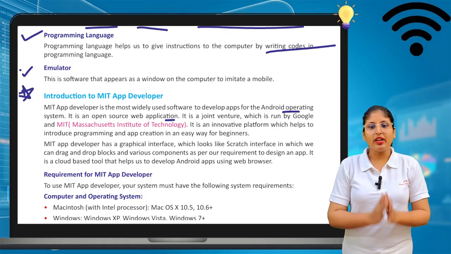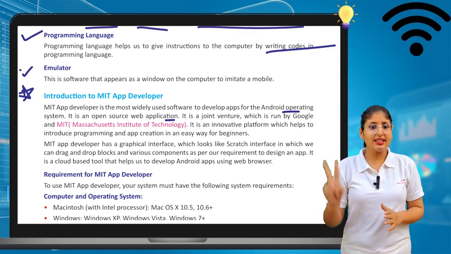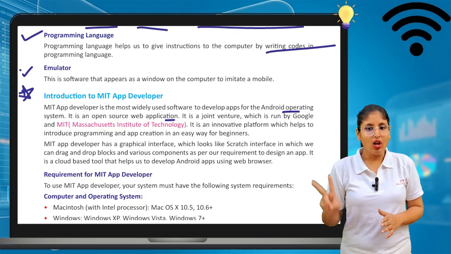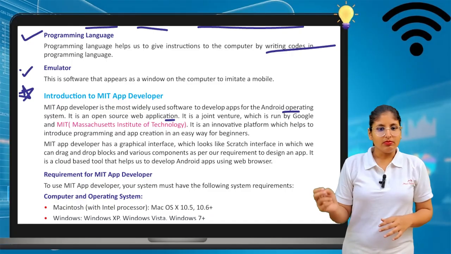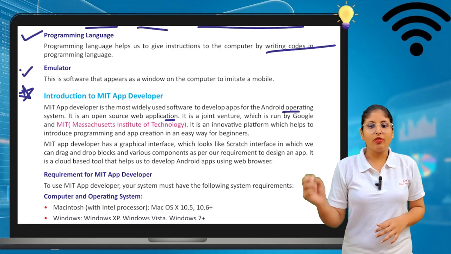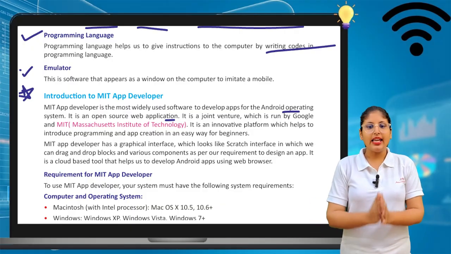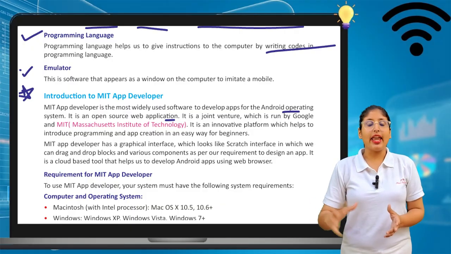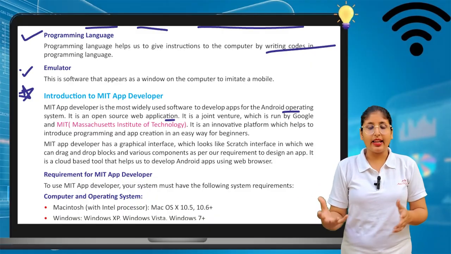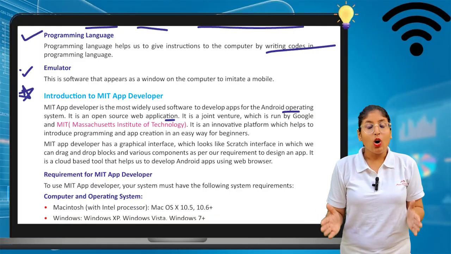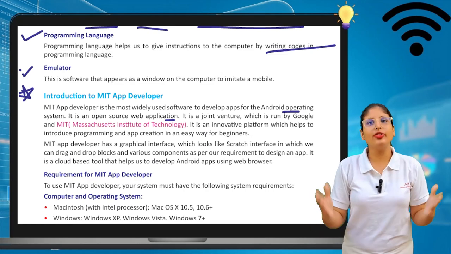It is a joint venture run by Google and MIT. This MIT App Inventor is run by two organizations. It is an innovative platform which helps us introduce programming and app creation in an easy way for beginners. Of course, they provide an interface which is easy for beginners to understand, showing how we can develop our app. So with the help of MIT App Inventor, we can develop apps for Android users.